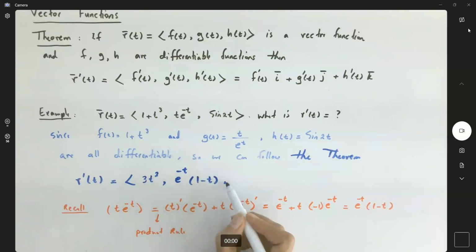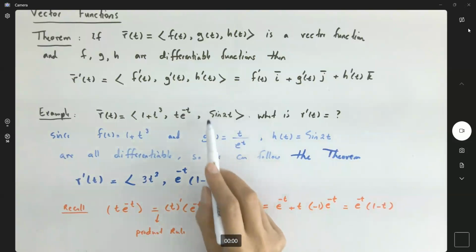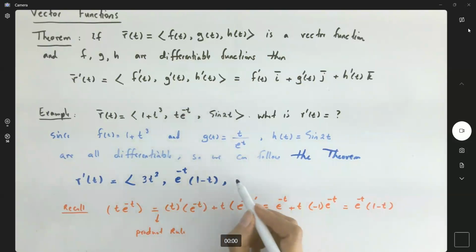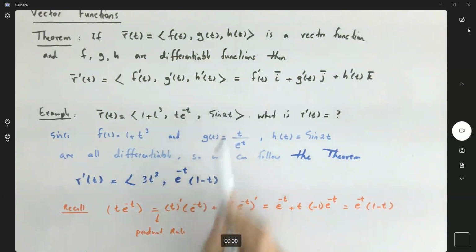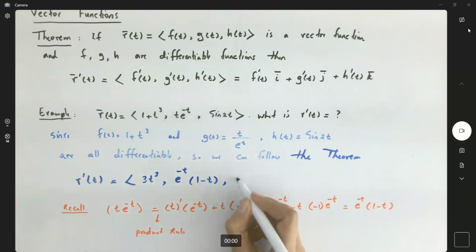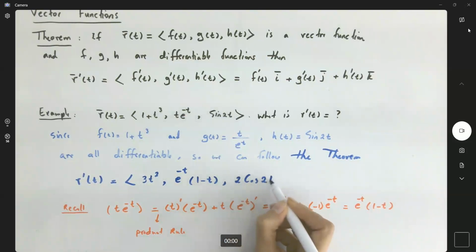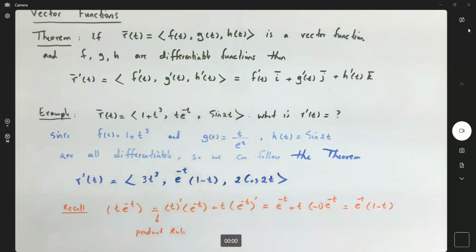And then the last one is sine of 2t. Here you're going to apply the composition of two functions, sine and 2t. So the chain rule gives 2 times cosine of 2t. This is our final answer.